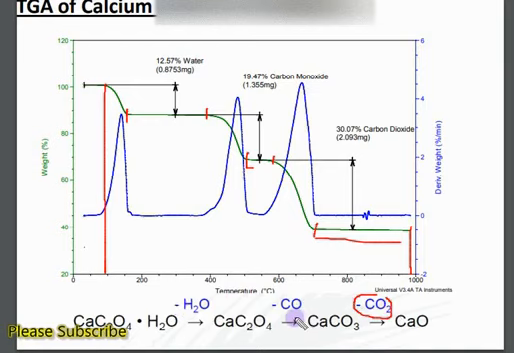These three components, carbon monoxide, carbon dioxide and water, are the main reasons why the mass of our initial sample decreases. So you can say that if we have 100 milligram as the initial weight of the sample, after passing through this multi-stage decomposition, finally we are left with about 40 milligram of the sample.